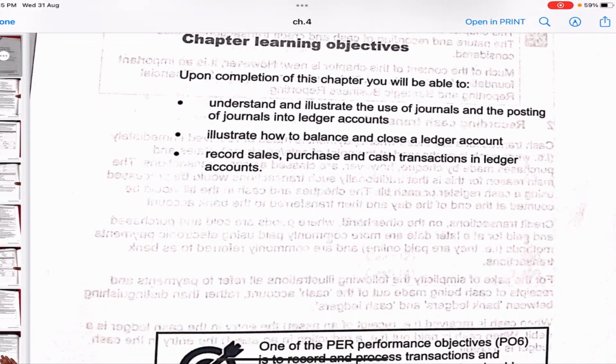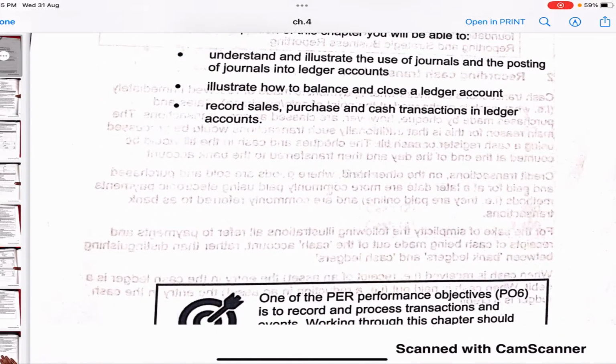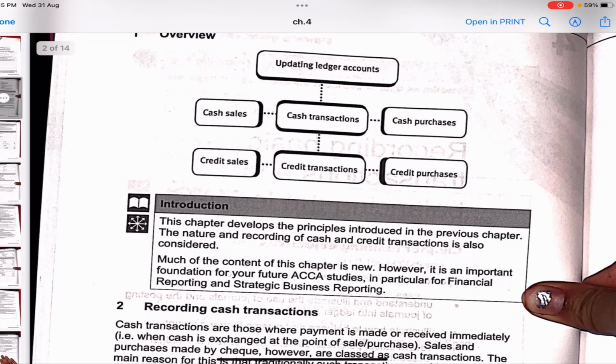So these are the chapter learning objectives. How do you update a ledger account? Whenever there are cash sales, cash purchases, such transactions will be involving cash. And what does credit sales mean? Credit means something wherein the payment has not been made or received yet, right?